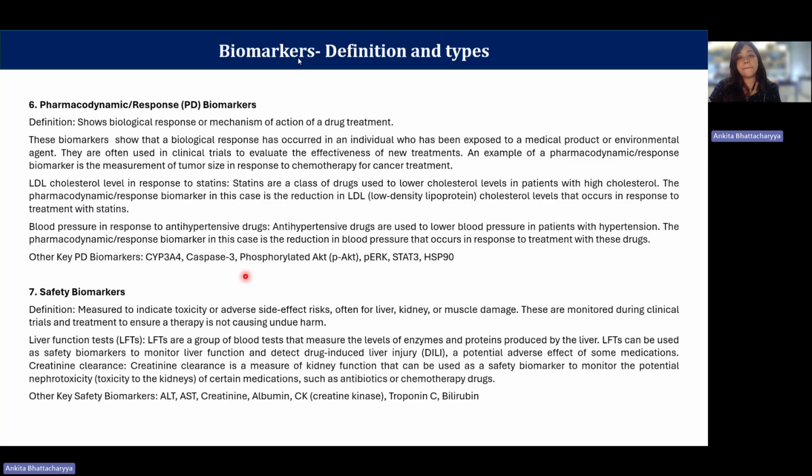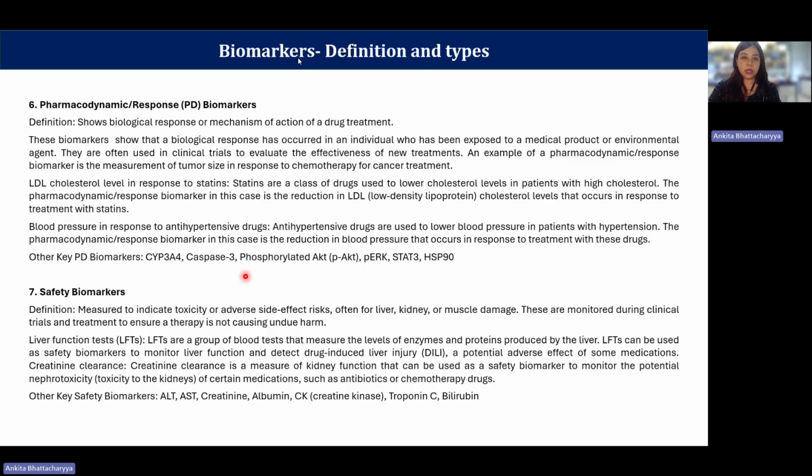And so, how you monitor it is that you check for the reduction in LDL cholesterol in response to statin treatment. Then, blood pressure in response to antihypertensive drugs. Almost, I guess, every second or third person that you meet who is above a certain age bracket will most probably have hypertension. Again, there is a genetic basis to it as well. If the elders in your family have hypertension, there's usually a propensity to it.